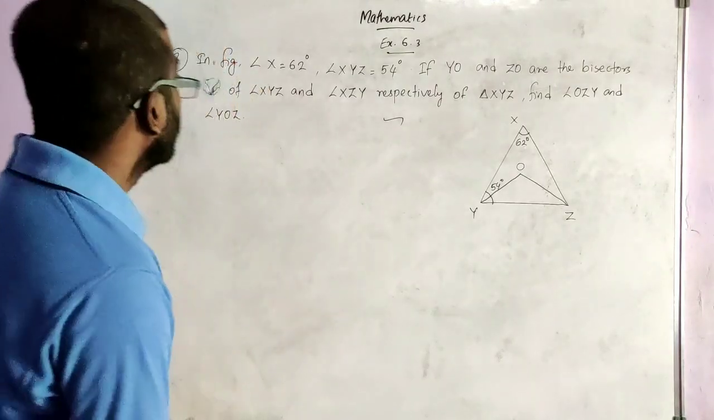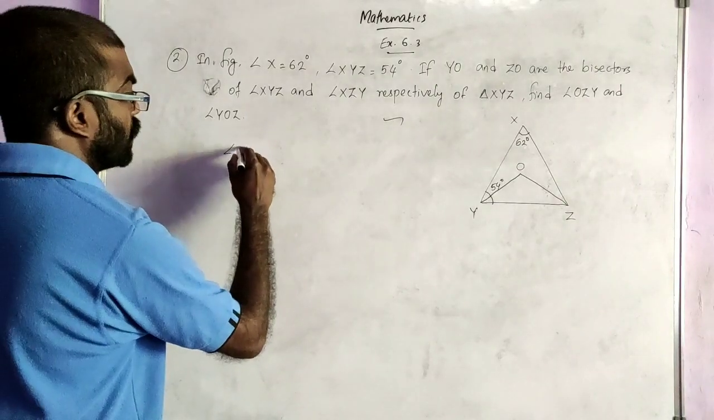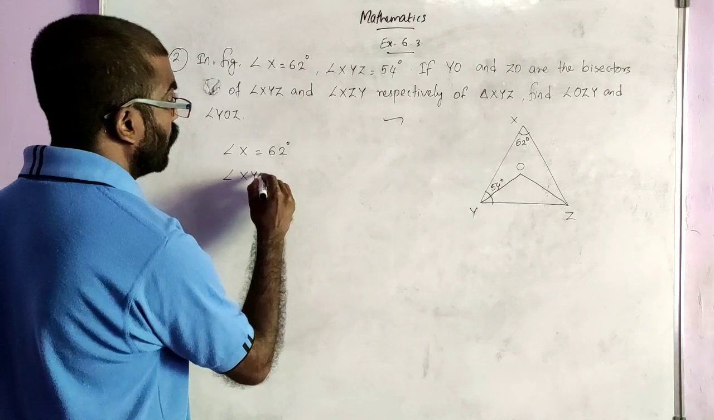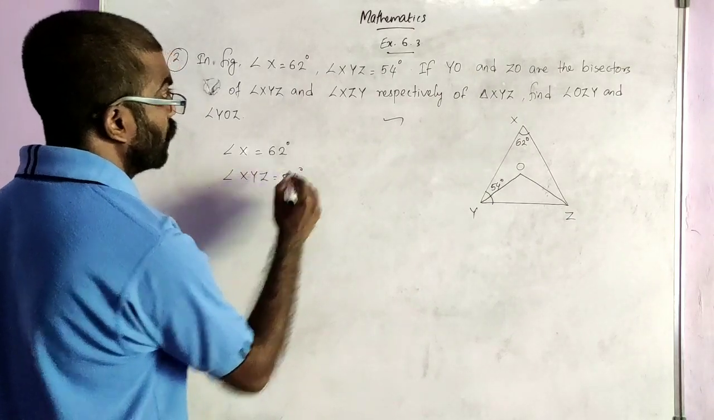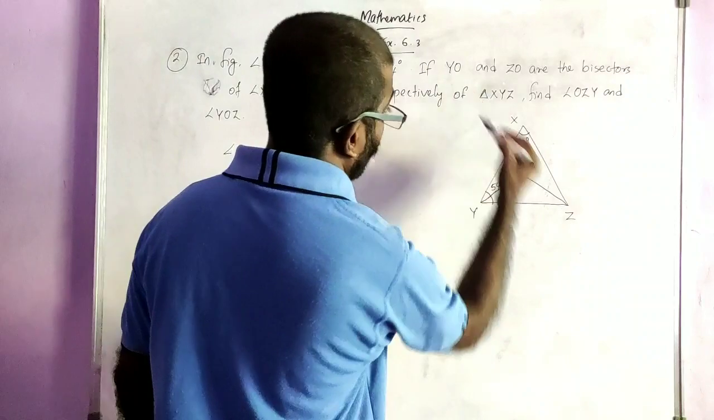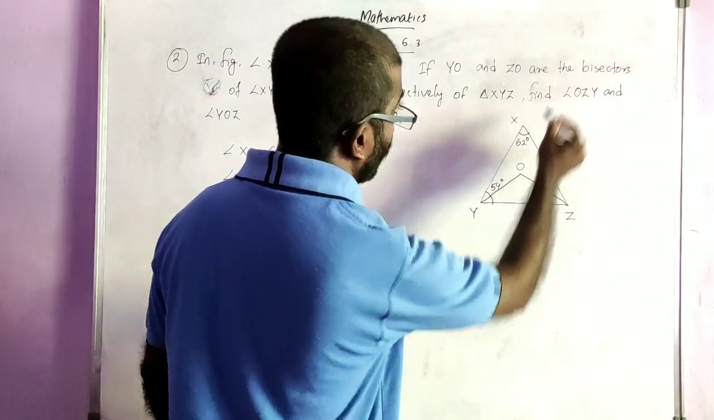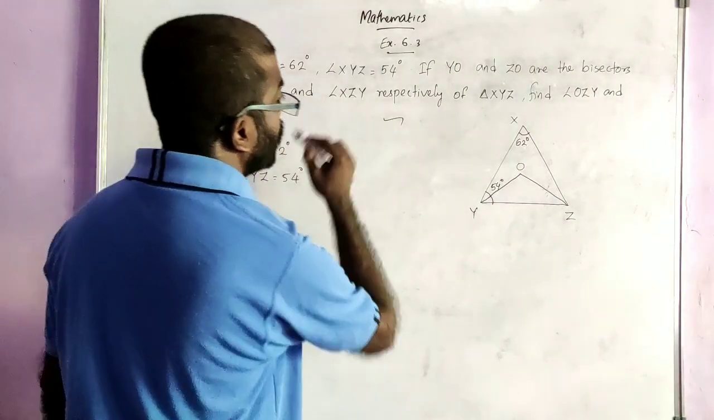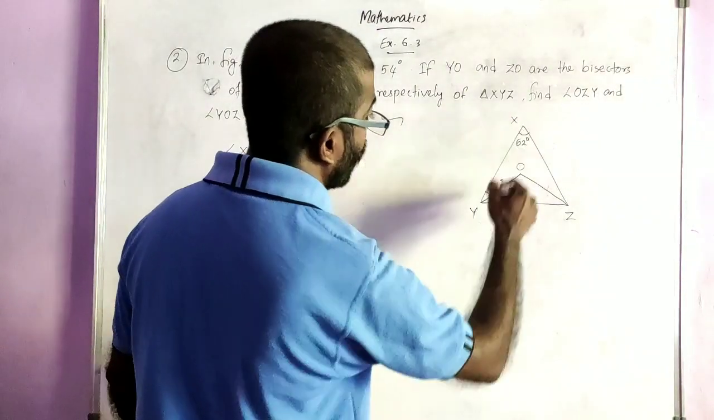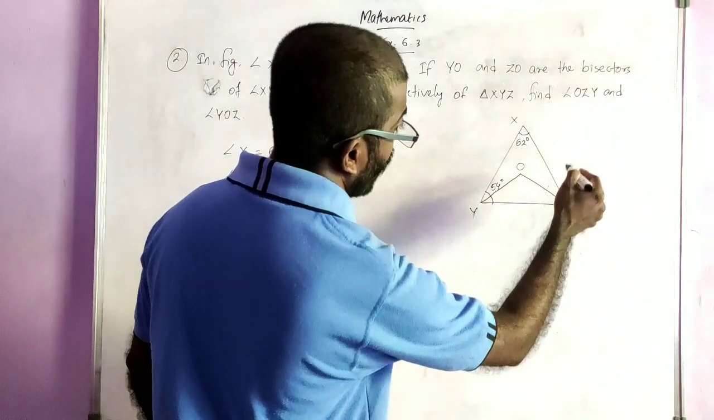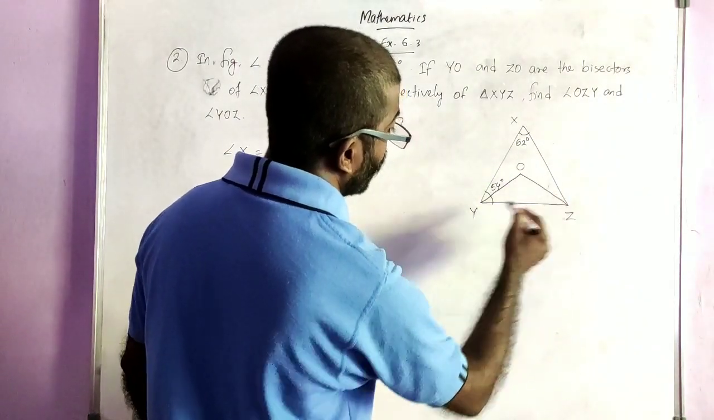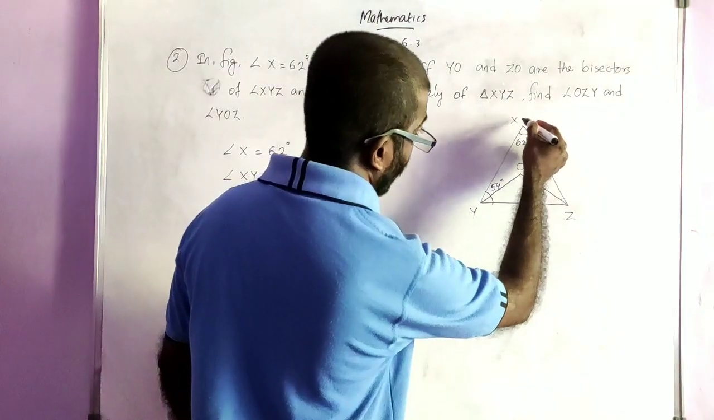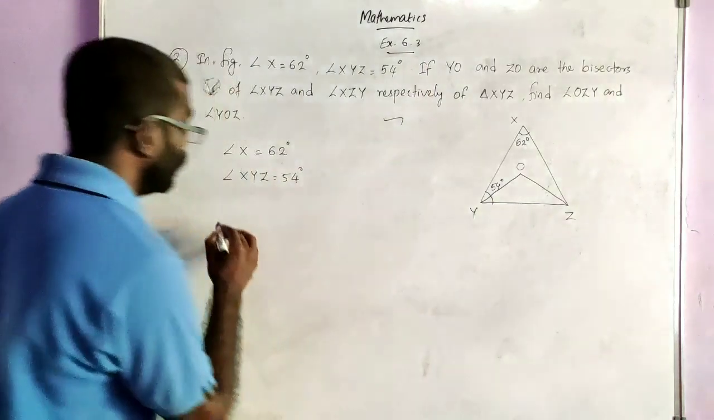Here the second question is, in figure angle X is equal to 62 degree, angle XYZ is equal to 54 degree. If YO and ZO are the bisectors of angle XYZ and angle XZY respectively of triangle XYZ, find angle OZY and YOZ. So first we can find angle XZY.